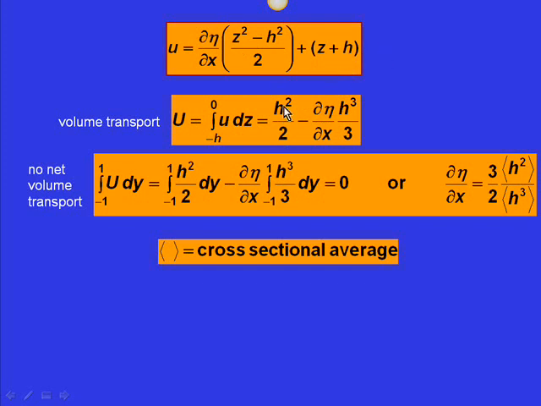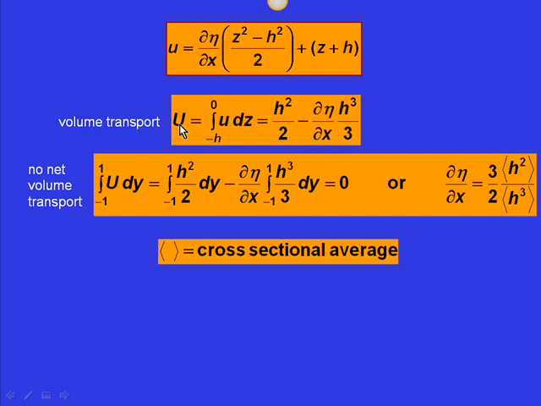So h over 2 minus h, well, if you do the integral of this, you're going to get h squared over 2. And also, if you do the integral of z squared minus h squared over 2, and evaluate it from minus h to 0, you're going to get h cubed over 3. And that's multiplied times d eta/dx. Why are we doing this? Because we need to find out how we can determine d eta/dx.